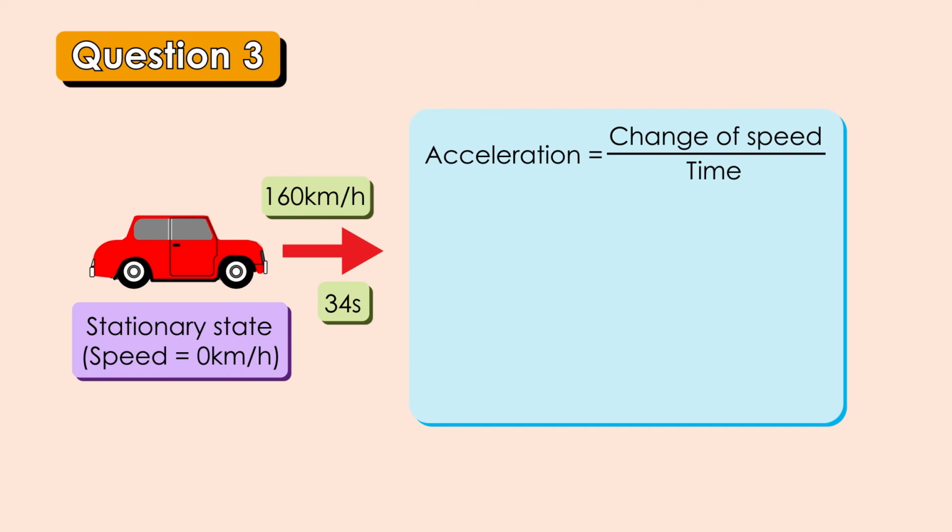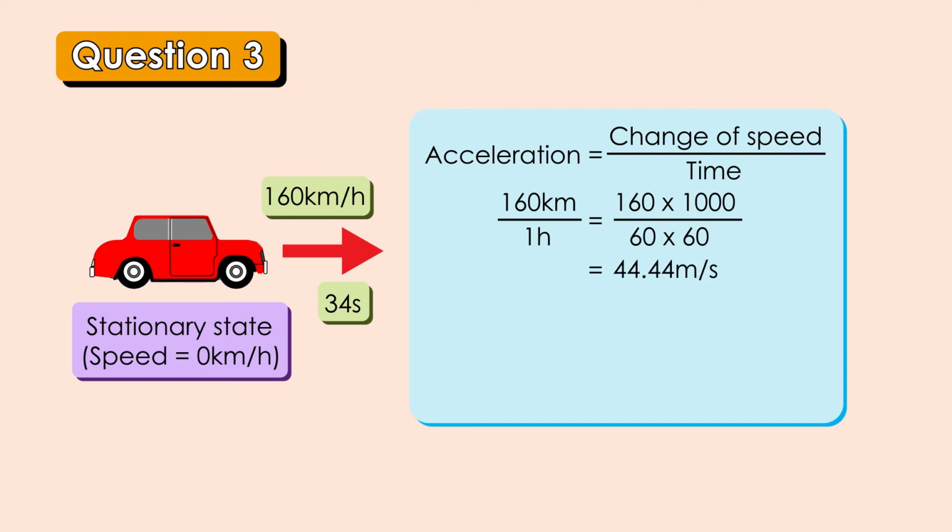How do we change the units? Well, the speed is 160 km per hour, which is 160 times 1000, and per hour is 60 times 60. Pupils, use your calculator. Yes, we will get 44.44 meter per second. Given that the car accelerates in 34 seconds, hence time is already in seconds.